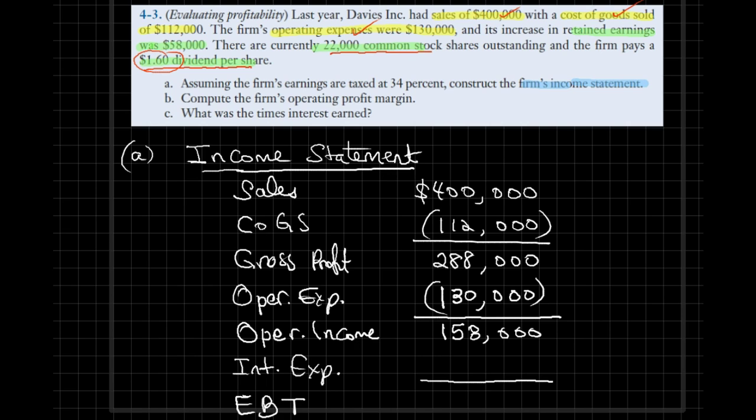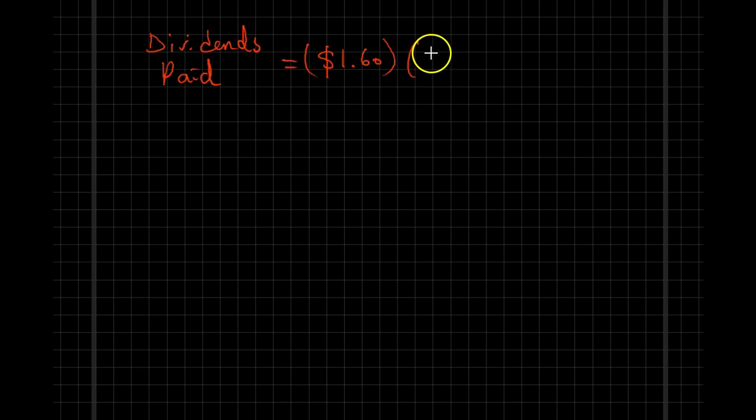So let me open a new page and do some additional calculation there. Total dividends paid, let's figure that out. Dividends paid is equal to dividend per share, and apparently that number is $1.60, and we have 22,000 shares outstanding. So the product will give me my dividends paid. But why do I do that product?